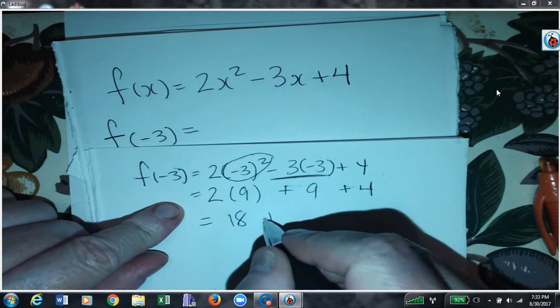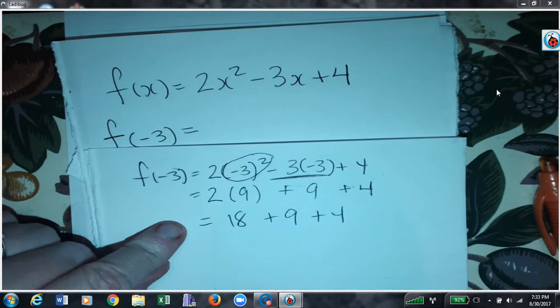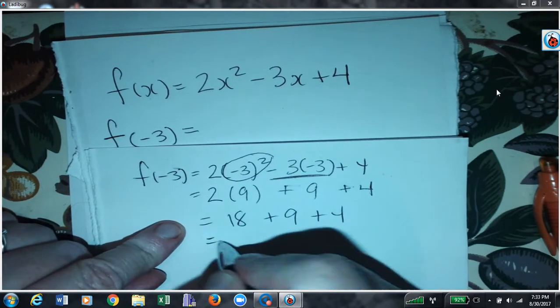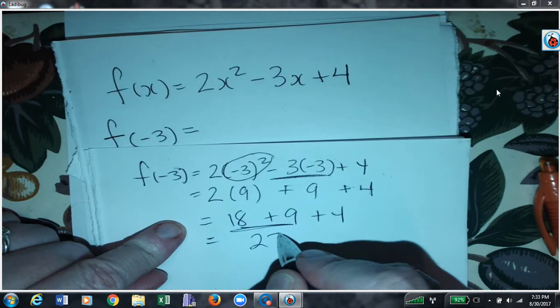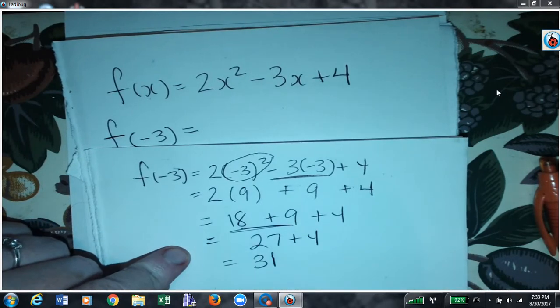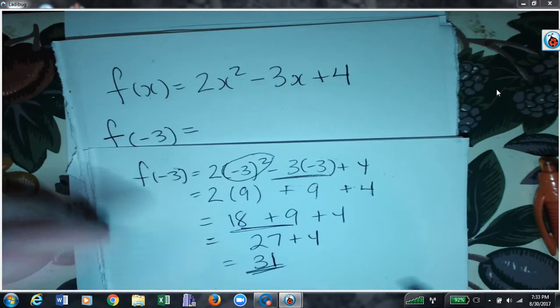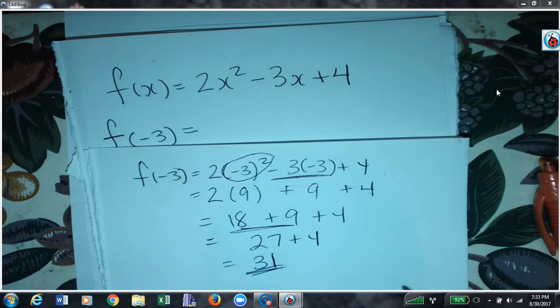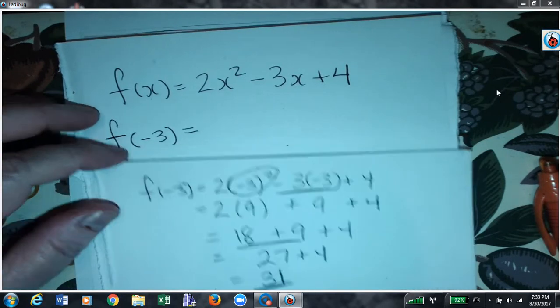So I'll have 18 plus 9 plus 4. 18 plus 9 is 27, and 27 plus 4 should be 31. Okay, so if I haven't made a mistake there, I'm getting that this is equal to 31.